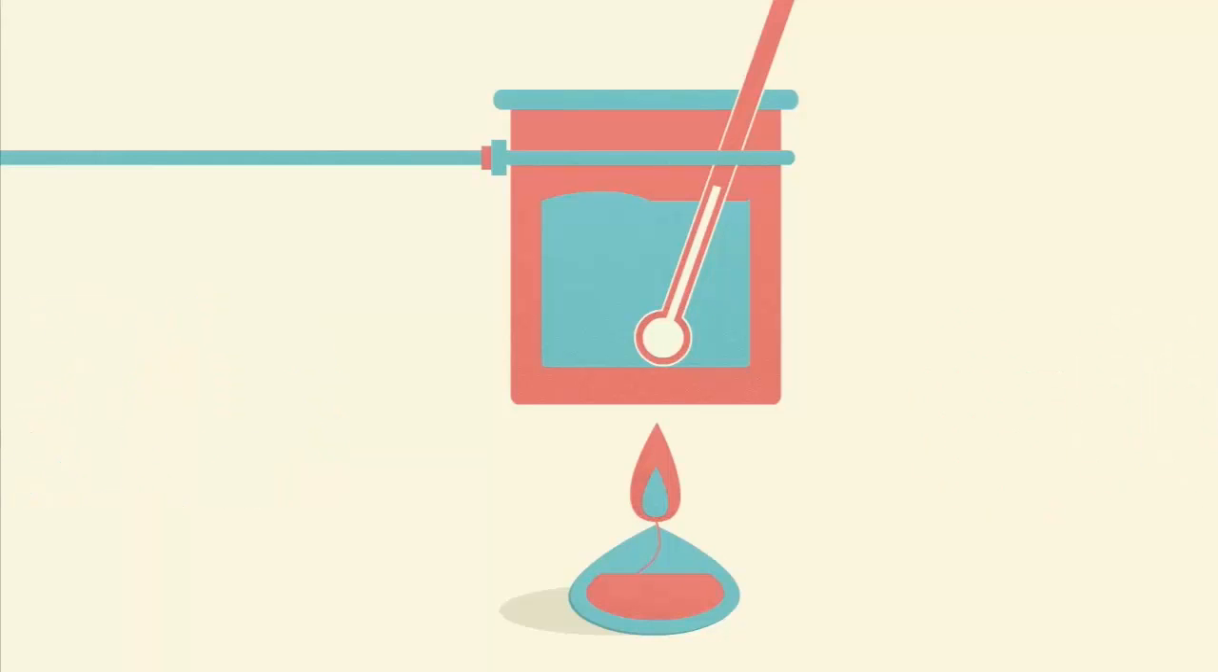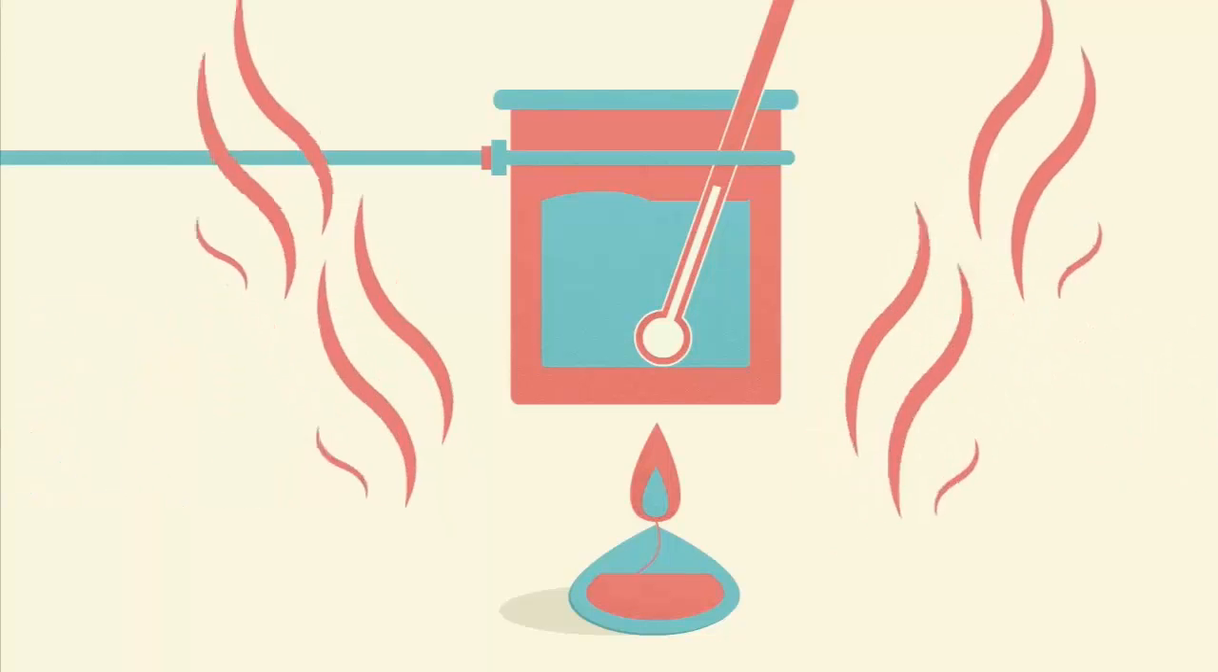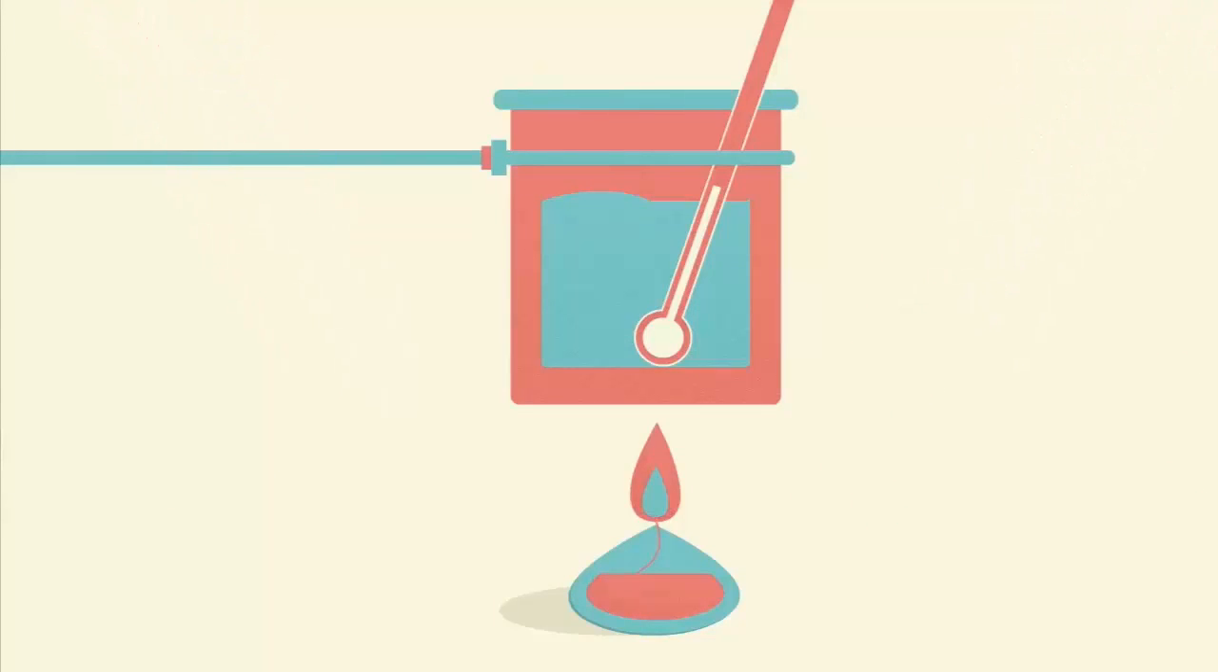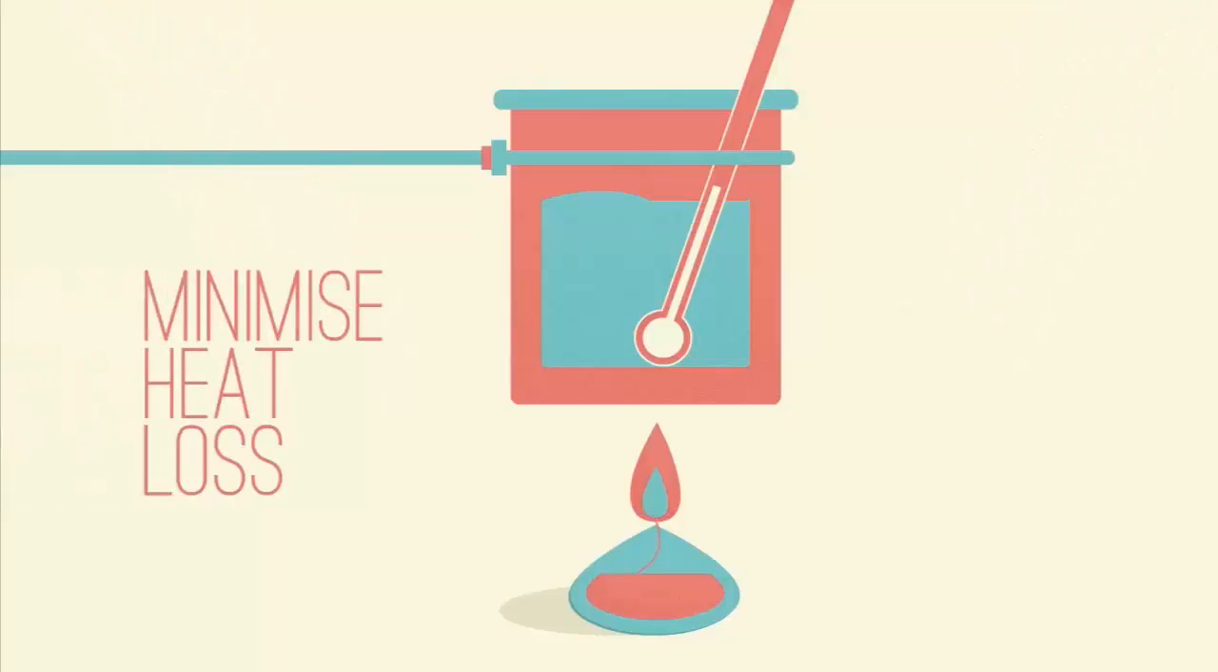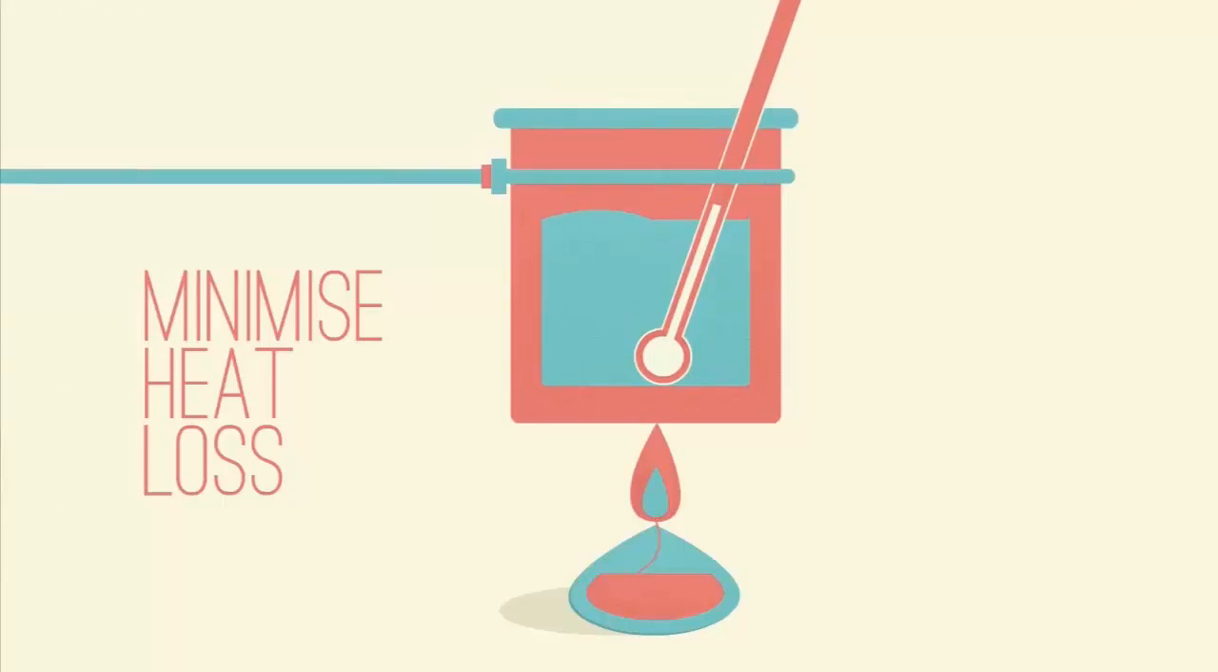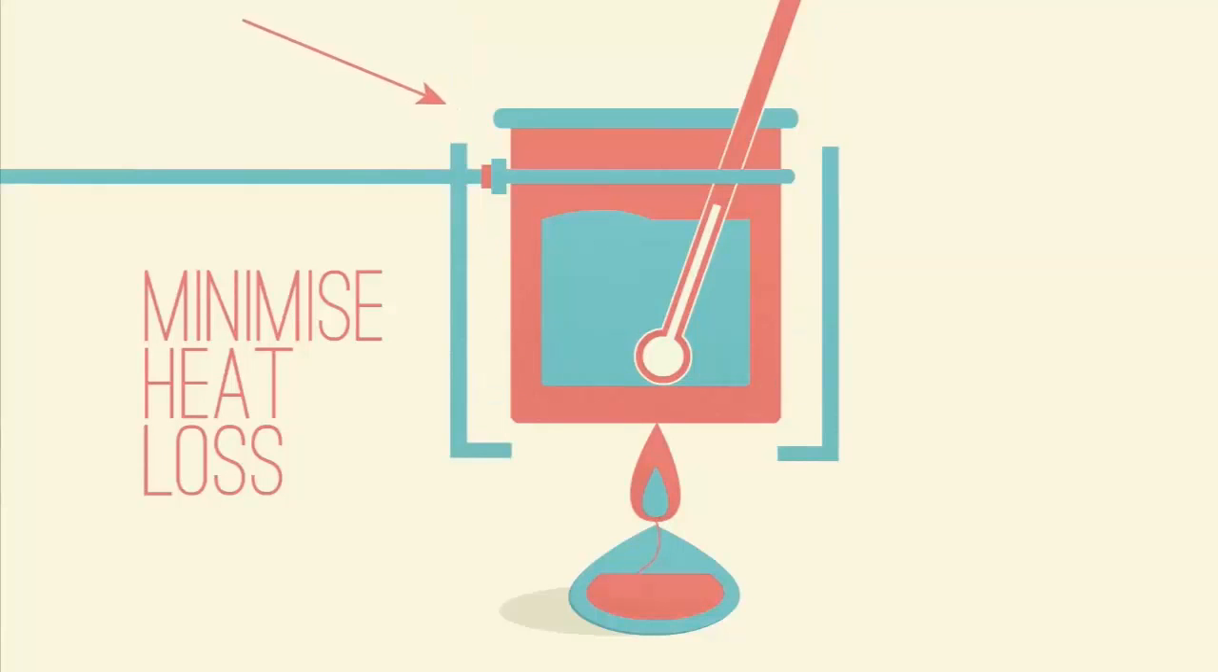The answer is that in this sort of experiment, a lot of the heat is transferred to the surroundings, so you need to minimize this by either placing the spirit burner as close to the calorimeter as possible, or you could reduce this by insulating the sides and adding a lid.